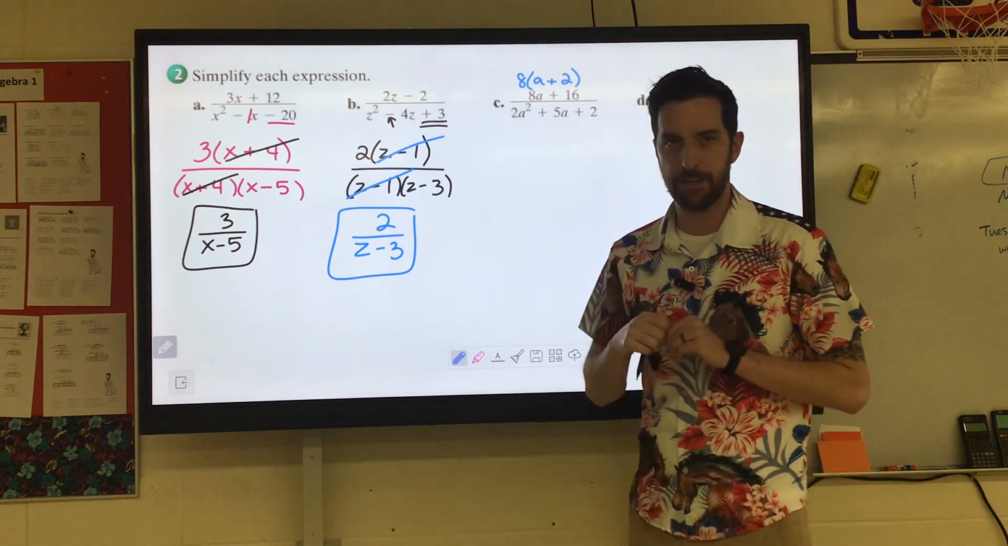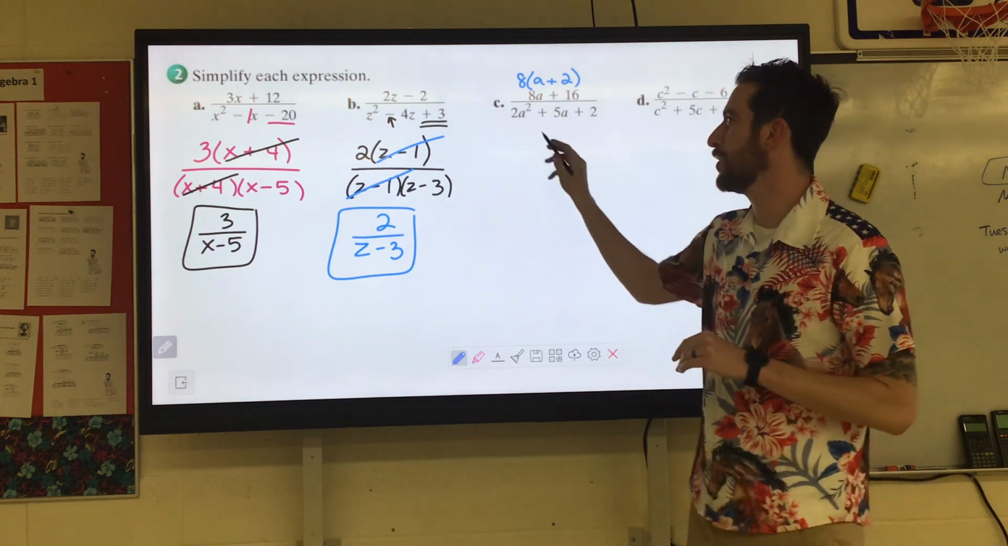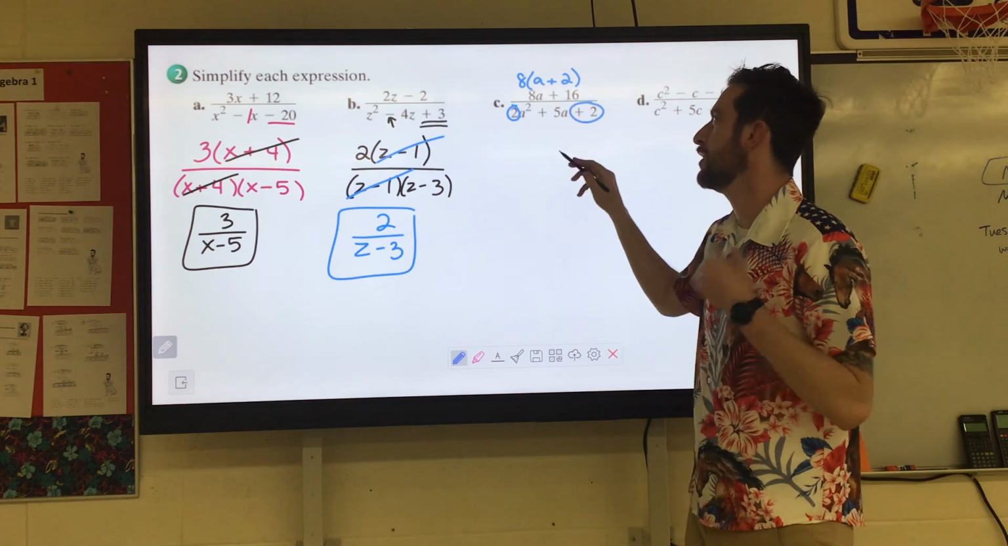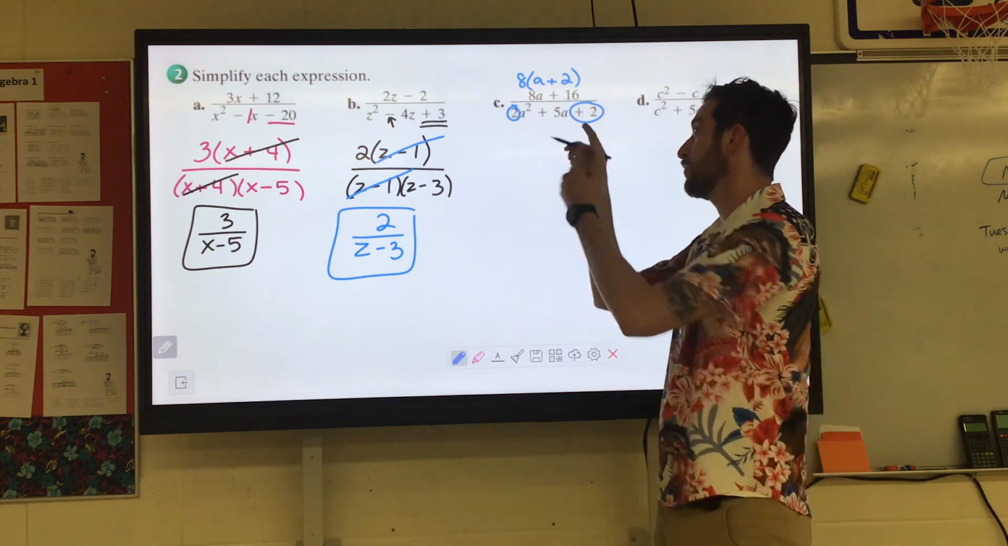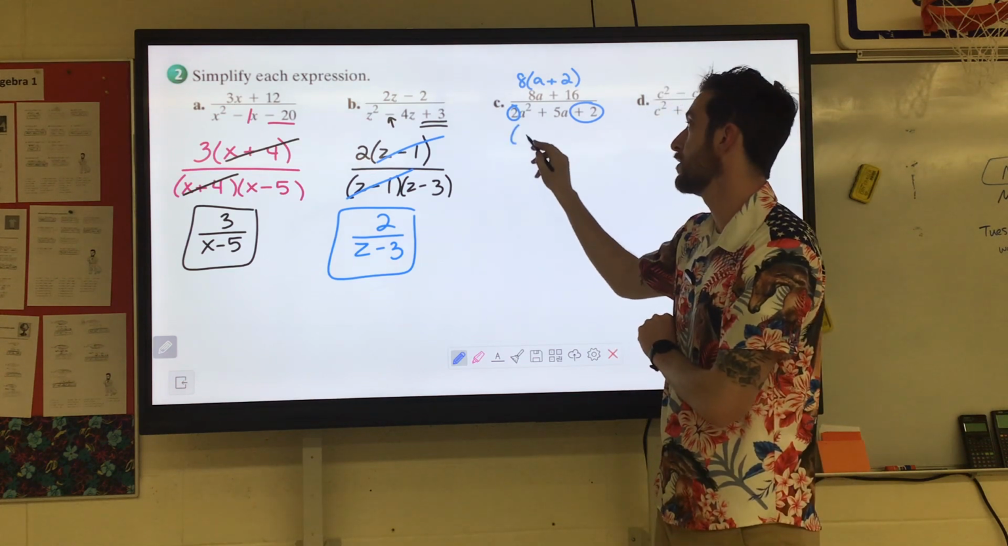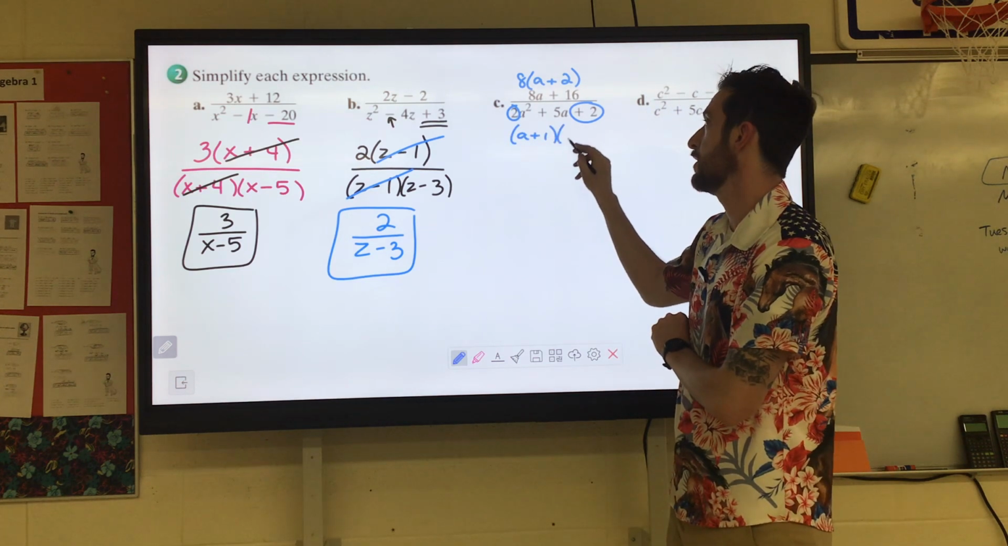There's no common factor. So remember, this is the one where we have to multiply the first and last term. 2 times 2 is 4. I need factors of 4 that add up to 5, which would be 1 and 4. So we'd say a plus 1, a plus 4.